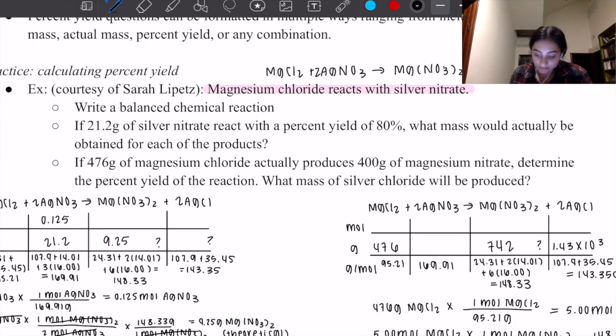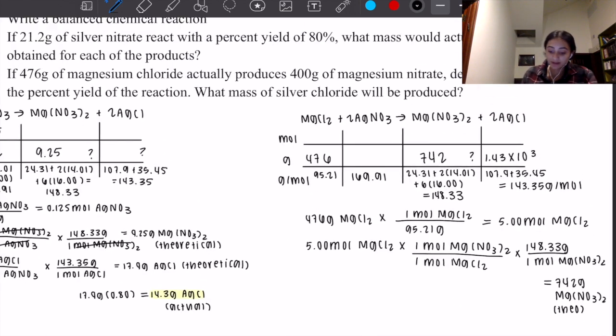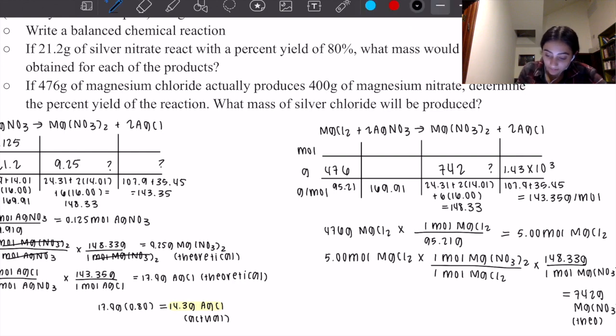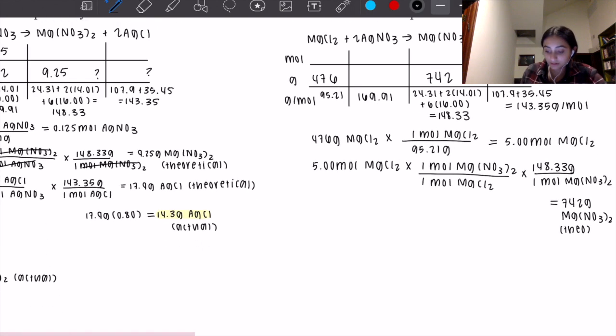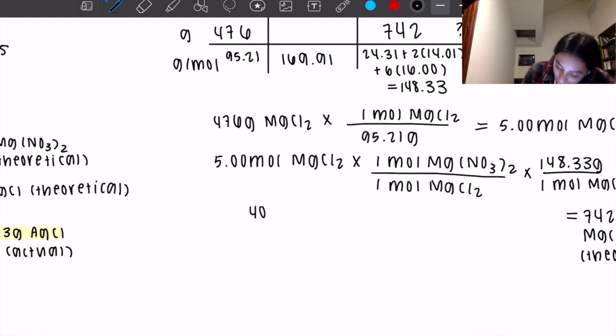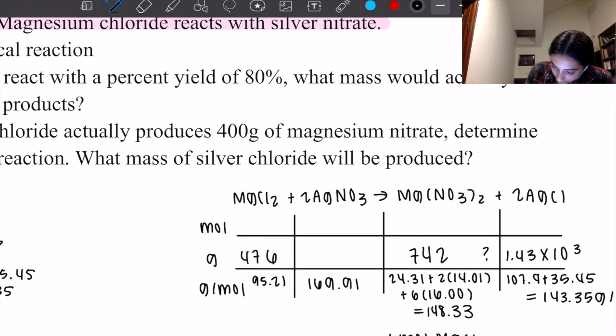So now the next part of this question says determine the percent yield of the reaction. So I'm going to take my actual mass of magnesium nitrate, which is 400 grams, and then divide by 742 grams and multiply by 100%, making sure to keep the unrounded version of 742 in my calculator. And I'm going to get 53.9%.